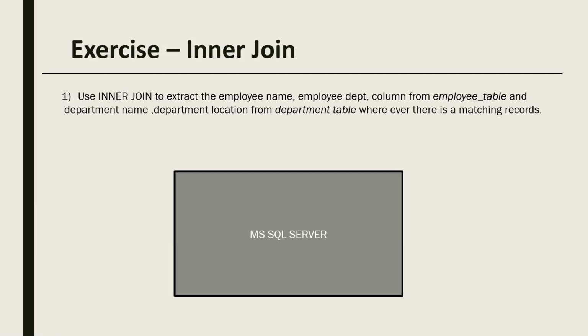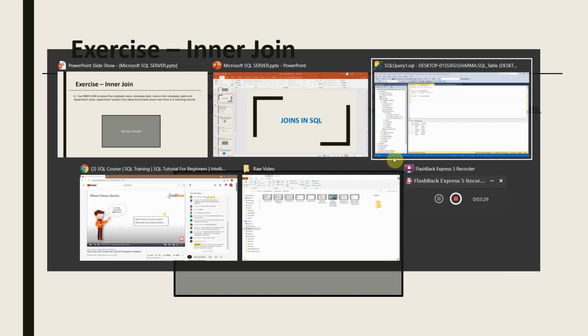So for inner join we will put the columns like this: table1.columnX = table2.columnY. The question for the exercise is: use the inner join to extract the employee name and employee department from the employee table, and the department name and department location from the department table, whenever there are matching records. Okay, so let's go to the SQL server.